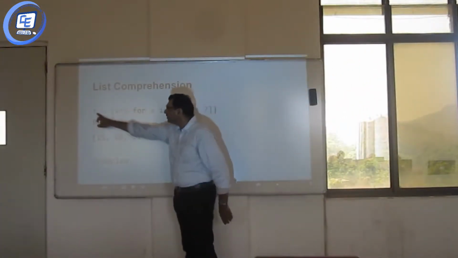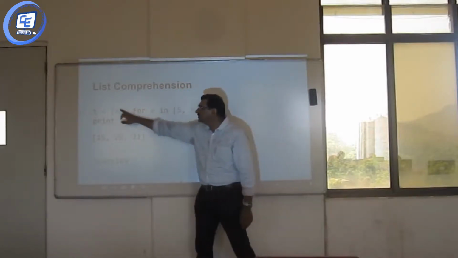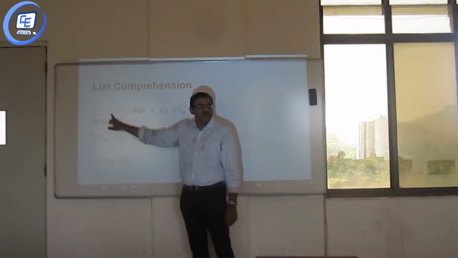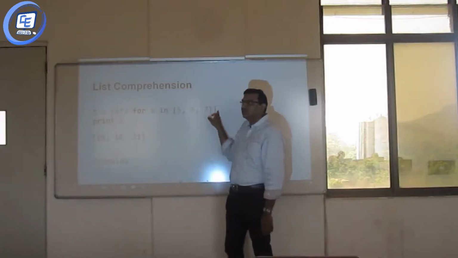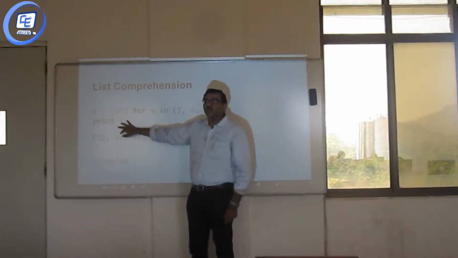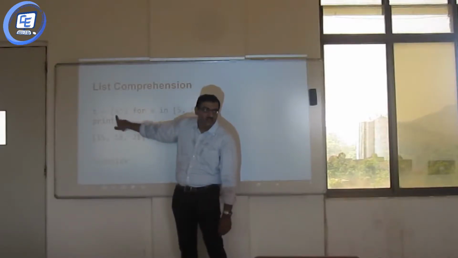Now, let us understand. T equal to, I am opening and closing a square bracket. So, what data structure is this? It is a list. T is a list because I am writing everything inside a square bracket. What numbers do I want to put in that list? X multiplied by 3. So, I need to define what is X.